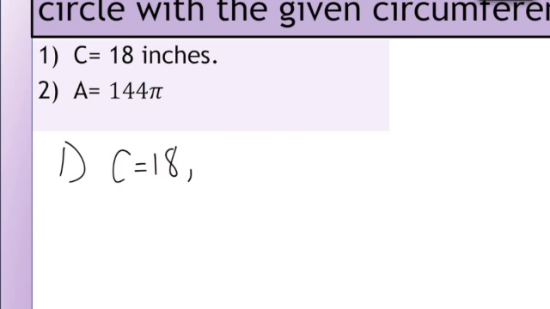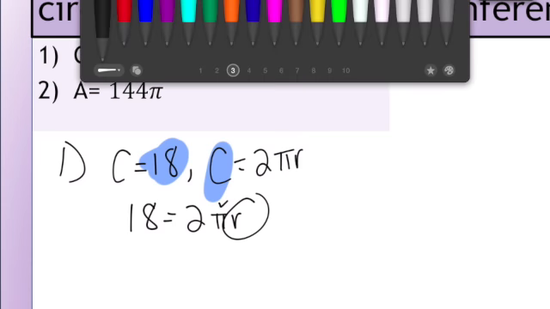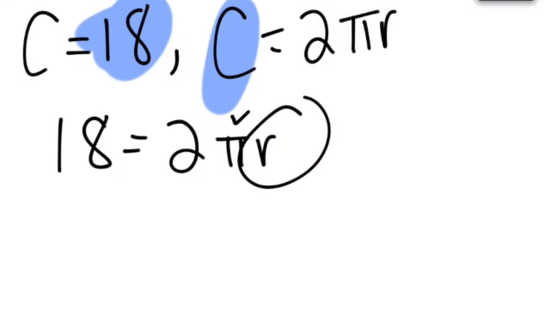So the circumference is 18, and we also know that the circumference is equal to 2 times pi times r. So I'm going to take the 18 and plug it into the circumference. So now I'm going to get 18 equals 2 times pi times r. So I know what pi is. That's 3.14, so I can go ahead and solve for r. So what I'm going to do is divide each side by 2 pi.